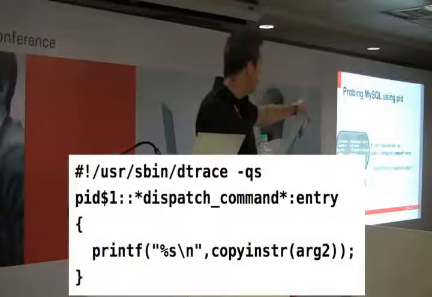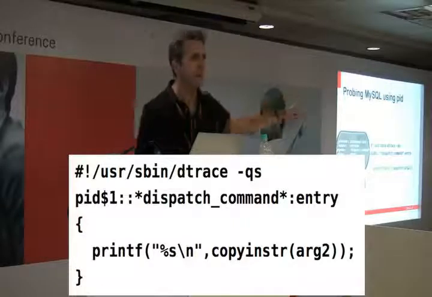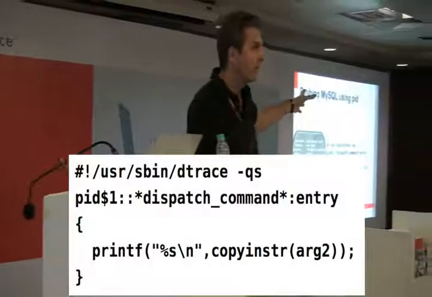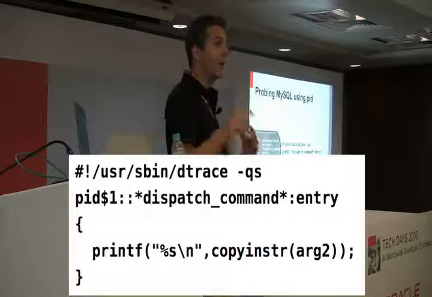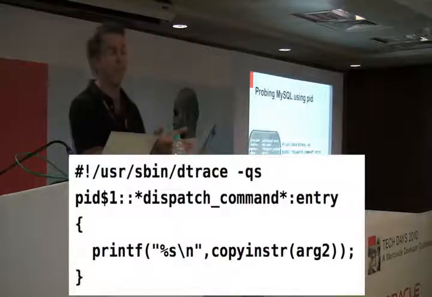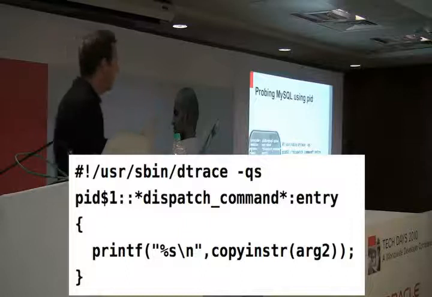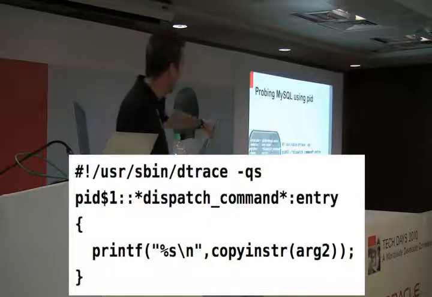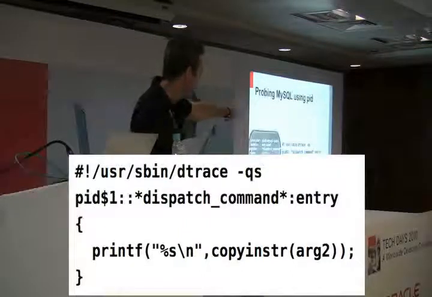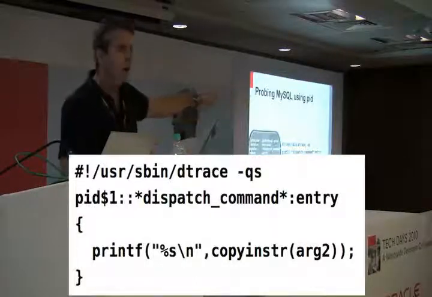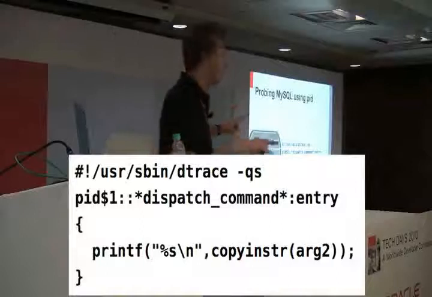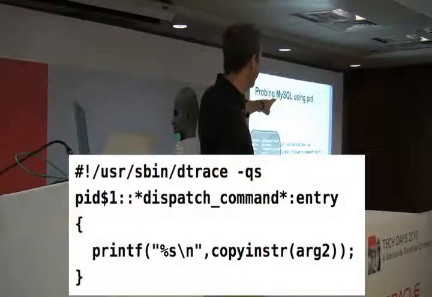Now notice it wants a PID$1. What does that mean? First argument on the command line, right. So I need to find out the PID, the process ID of MySQL, and pass it in to the script. And what it's going to do is there's an actual function. Now notice there's another new thing going on here: you can use wildcards when you specify your functions. And so there's a function called dispatch command.